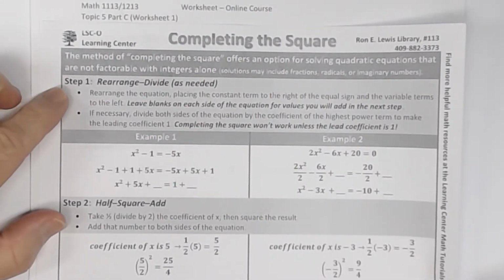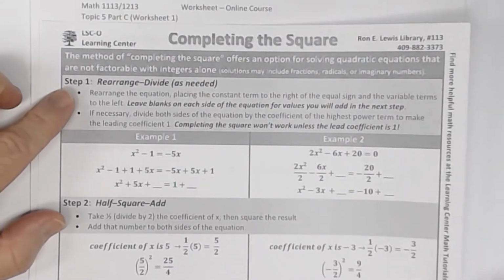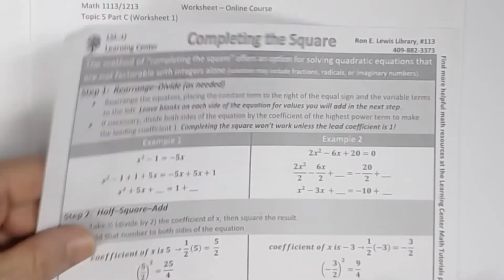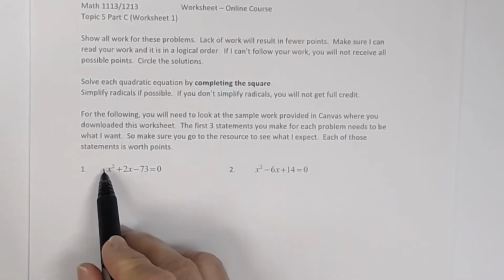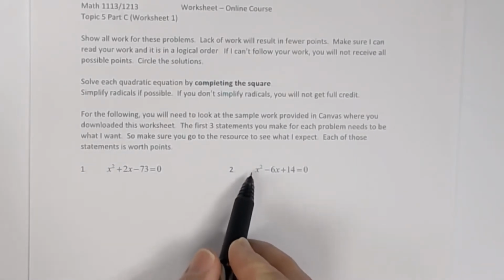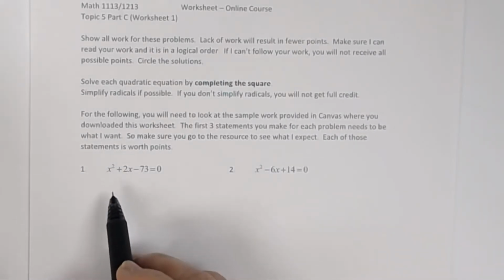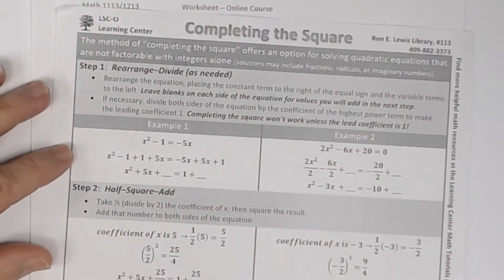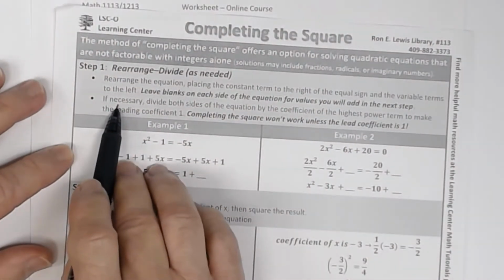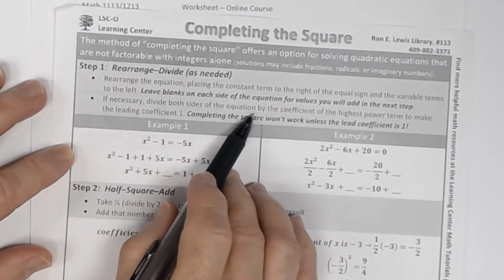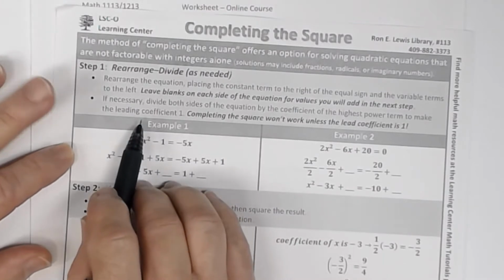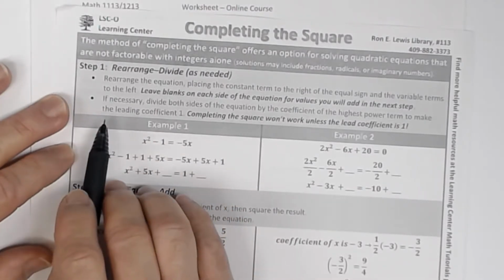Okay, so step 1 says this: you need to rearrange or divide as needed. Now, keep in mind that in both of these examples, the coefficient of x squared is 1. So you see 1x squared, 1x squared. If it was something other than 1, like 2x squared, then that's where you would do the second bullet to divide both sides of the equation by the coefficient of the x squared term. But we don't have that here, so it'll just be the first bullet we're going to look at.